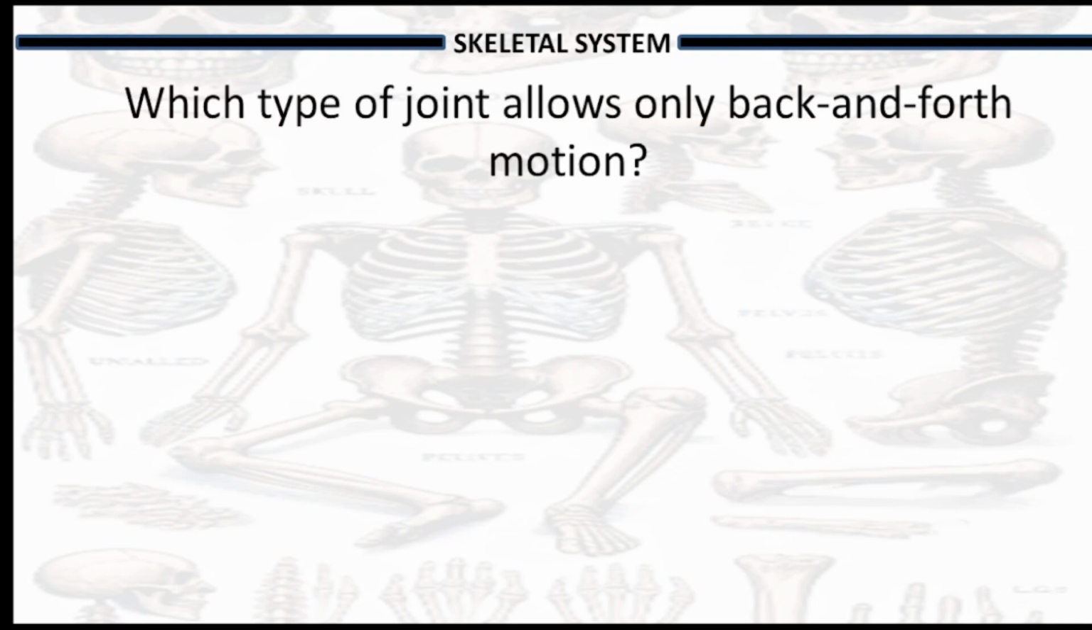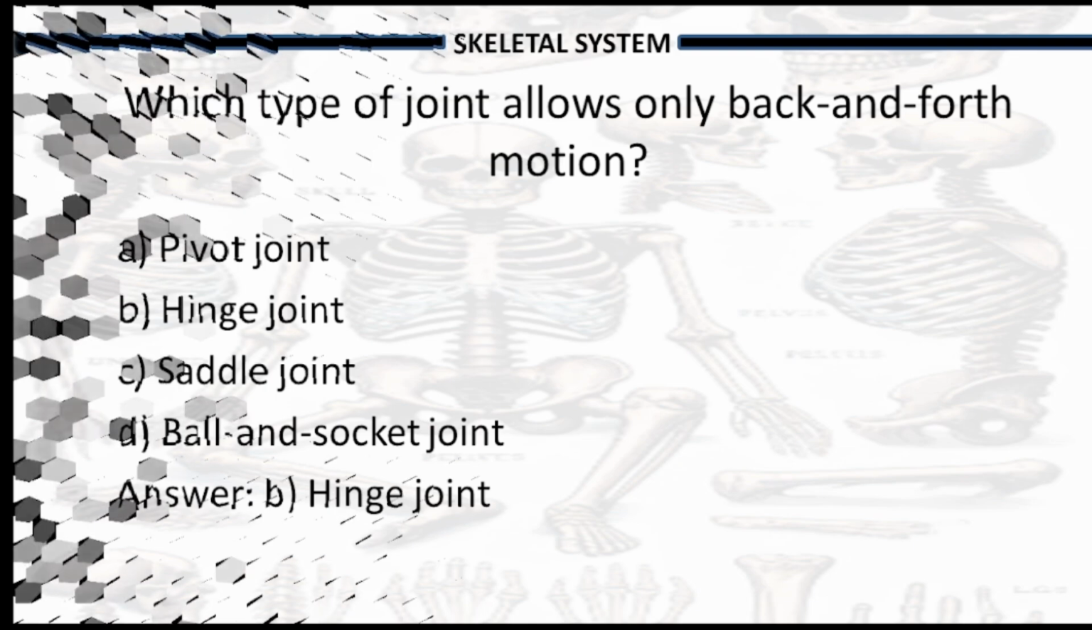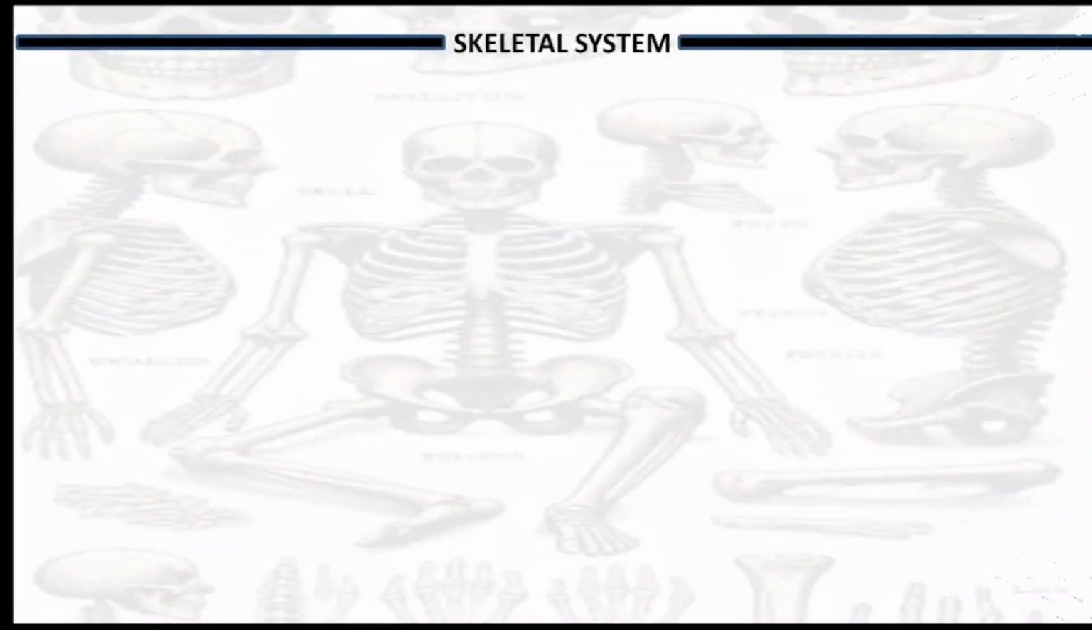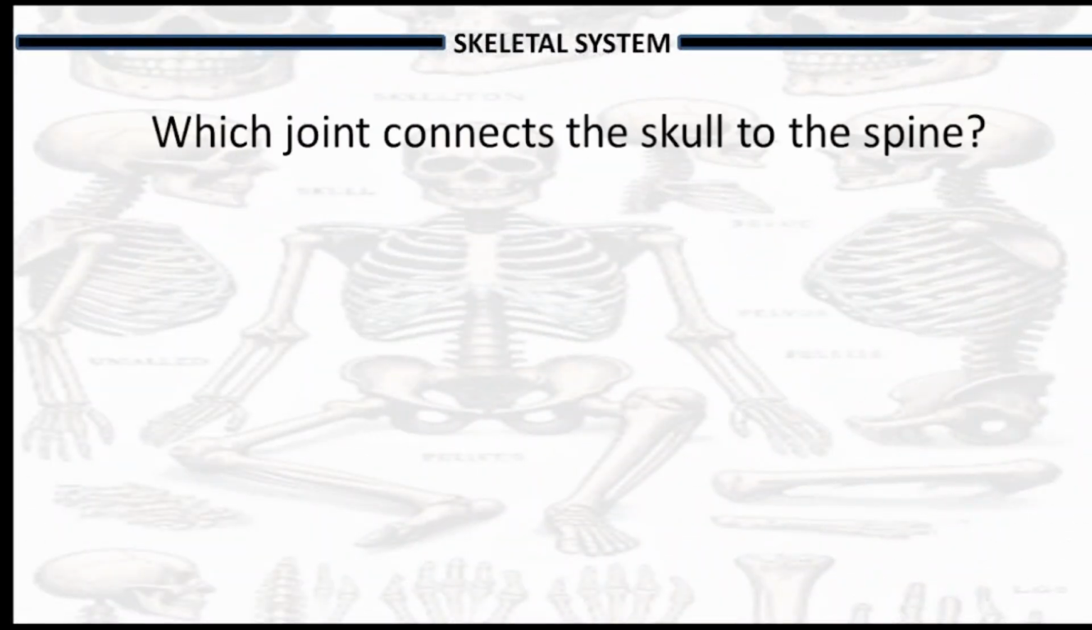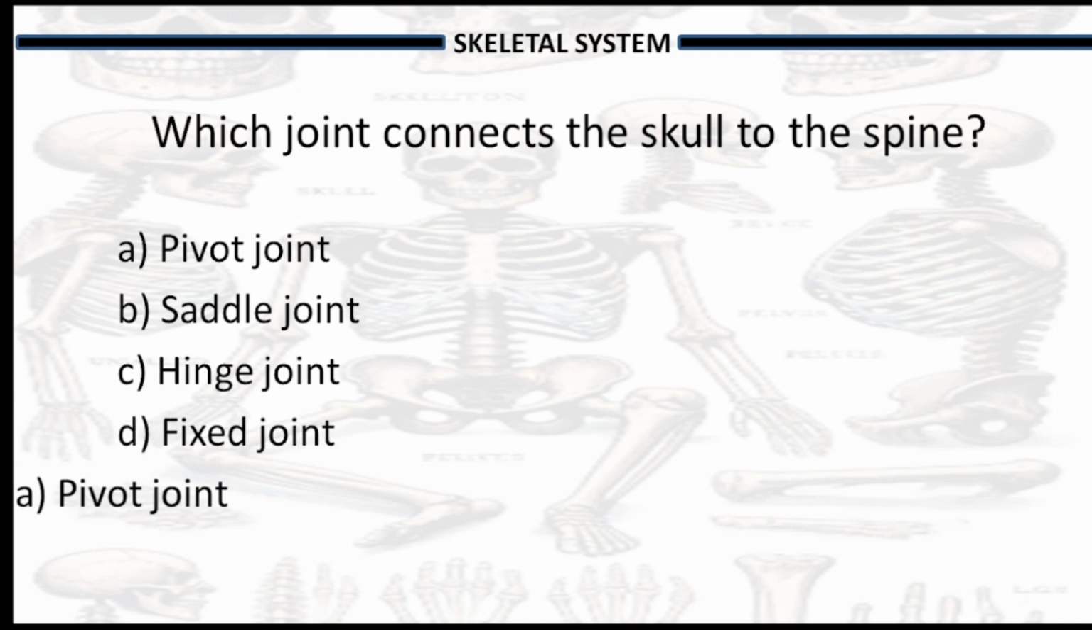Which type of joint allows only back and forward motion? Hinge joint allows only back and forward motion. Which joint connects the skull to the spine? Pivot joint connects the skull to the spine.